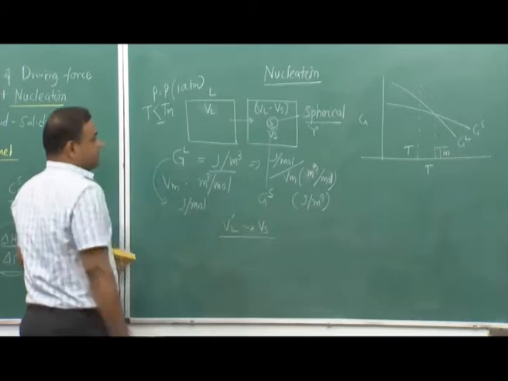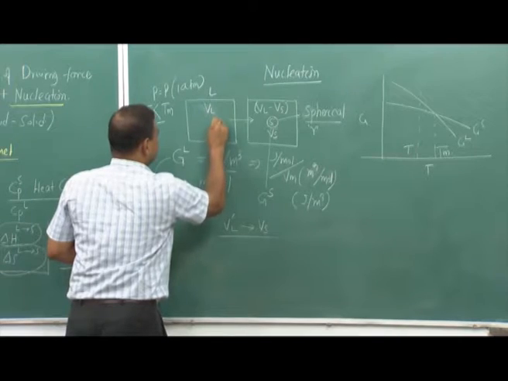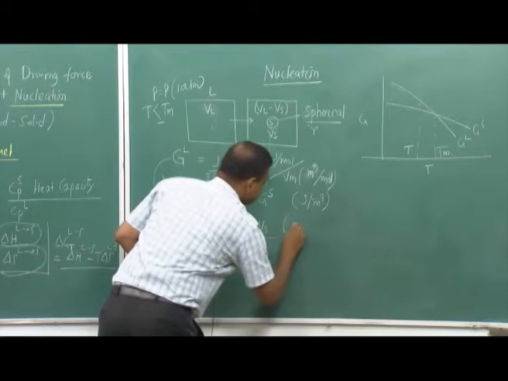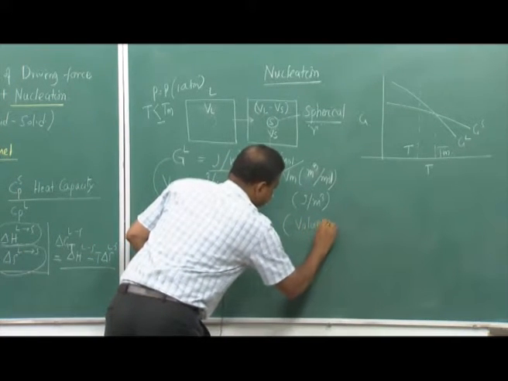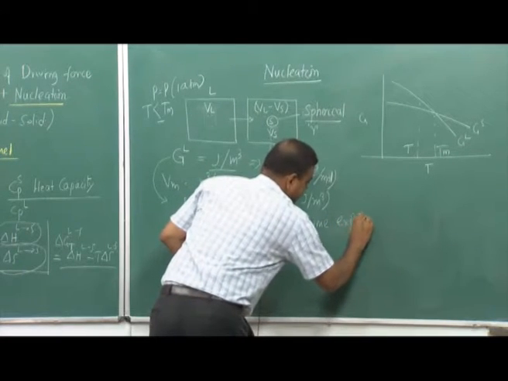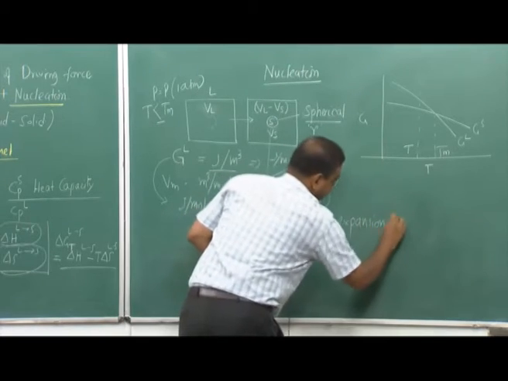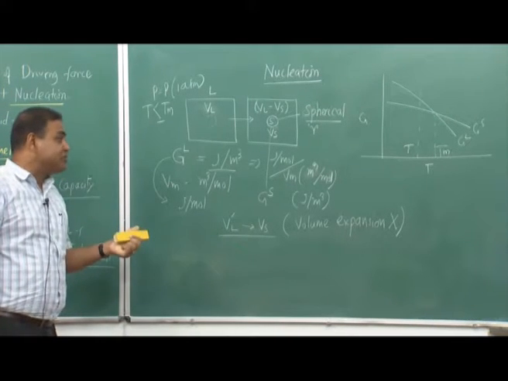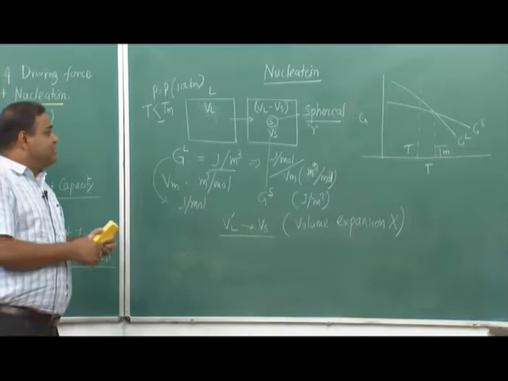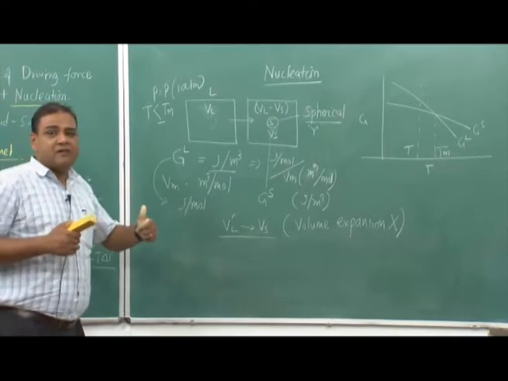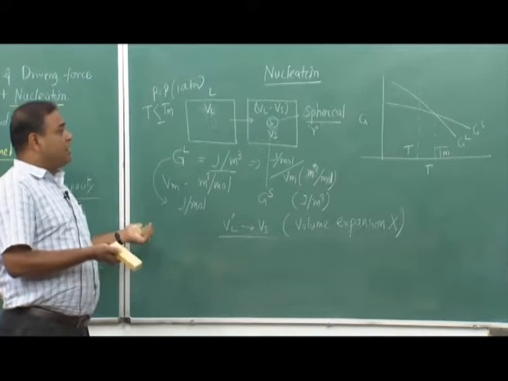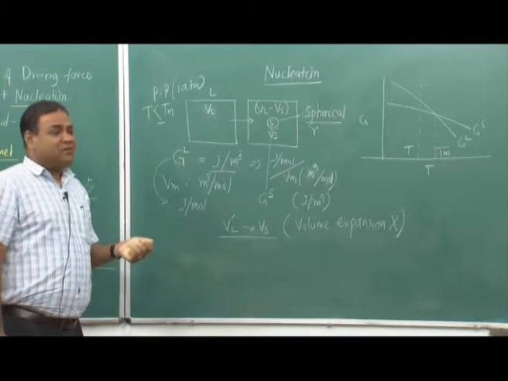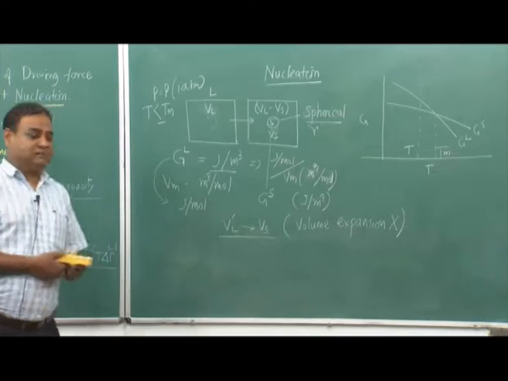So let us say this is V prime. That means this volume of liquid is converting to this volume of solid. At that time I do not consider any volume expansion. It is nil. So that means I do not have any volume expansion, and that also makes my treatment easy. So always we try to see some assumption within the rightness of that particular treatment. We have to make those assumptions in order to make things simple.